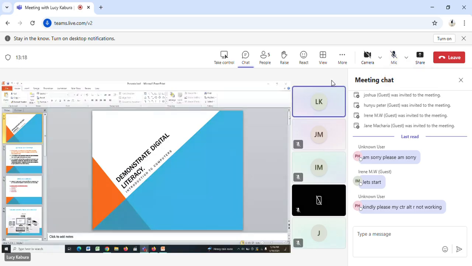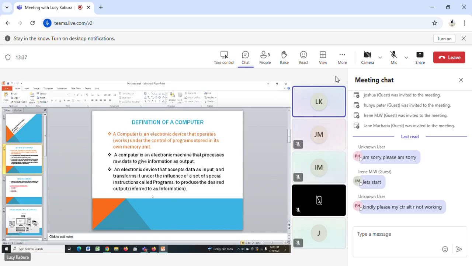Okay, that's nice. So introduction to computers, that is our unit. We go directly to the definition of a computer. What is a computer from your own understanding? How can you define a computer? Anybody to try? What is a computer? Anybody from the members?